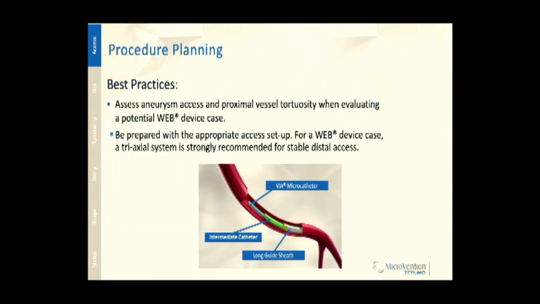because the web is very suitable for both, even a very good device for unruptured aneurysms. So, best practices: we always recommend to use an intermediate catheter to support the via catheter to have enough stability when you deploy the web, but also if you need to resheath it or manipulate it, it's always good to have this extra stability.